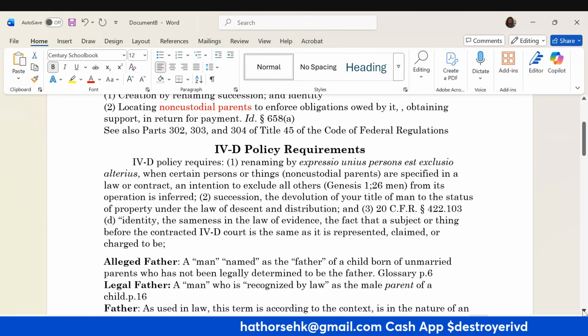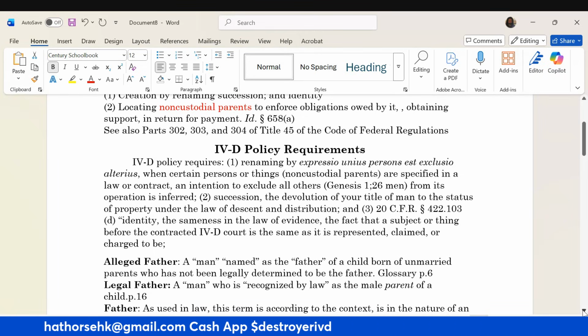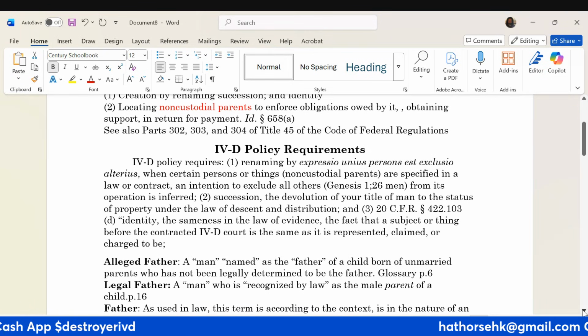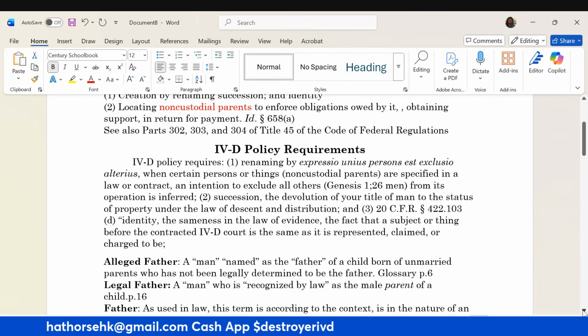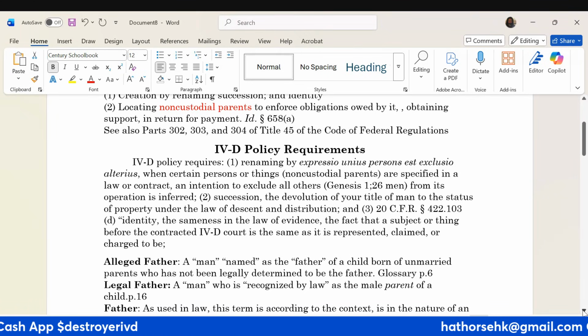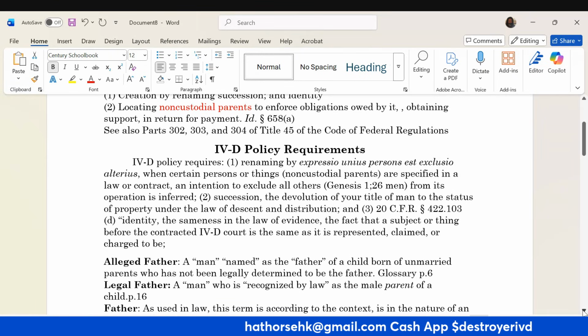20 CFR 422.103(d), identity: the sameness in law of evidence, that the fact that a subject or thing before the contracted 4D court is the same as it is represented, claimed, or charged to be. Why? As a man, you have rights. As a non-custodial pay rent, it has no rights. It is an ens legis, a creature of law. It was created for the Title 4D purposes.